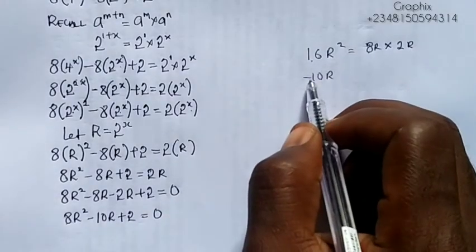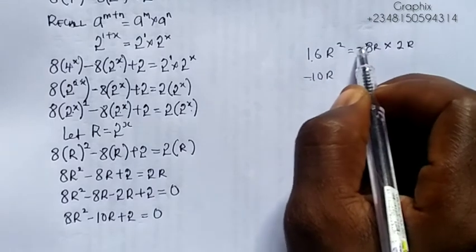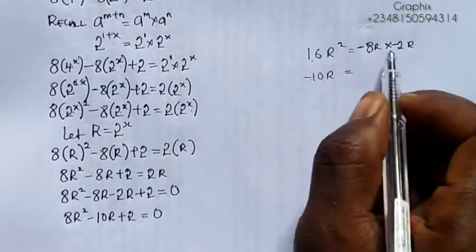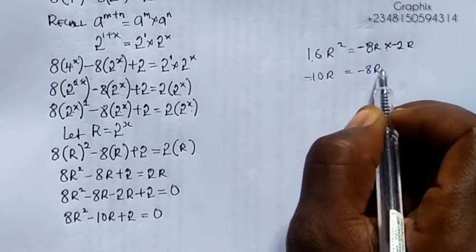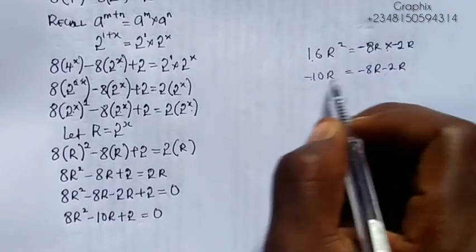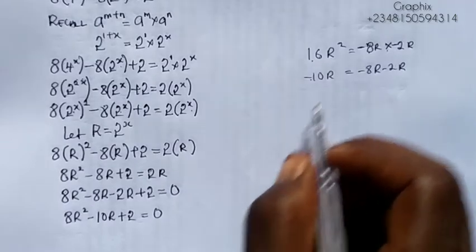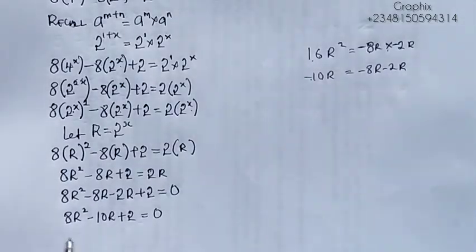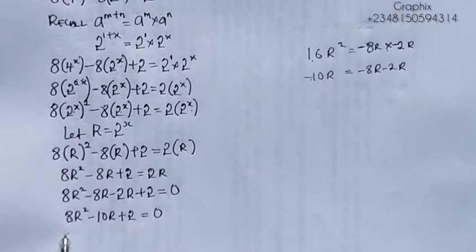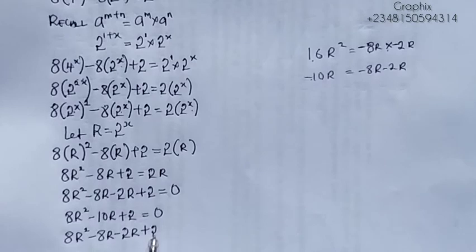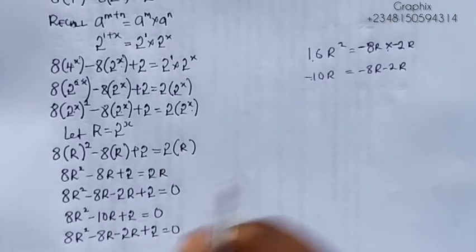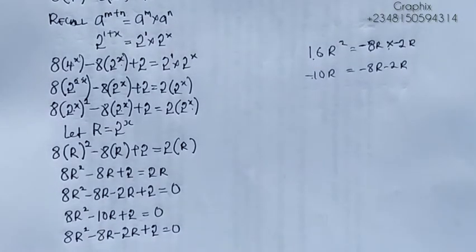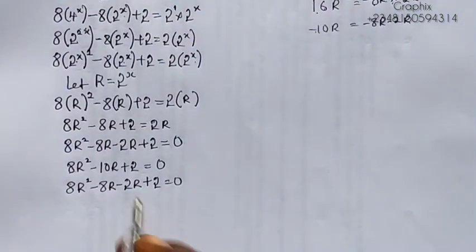But in this case I have a negative, so it means this will be minus and here will be minus. So if I remove the times, it's minus 8r minus 2r, and that will give us minus 10r. So instead of writing minus 10r, I'll be writing minus 8r minus 2r. So I have 8r squared minus 8r minus 2r plus 2 equals to 0. So I'm not writing minus 10 anymore, I'm replacing it with this. So move forward.